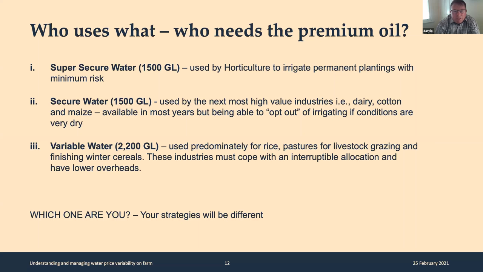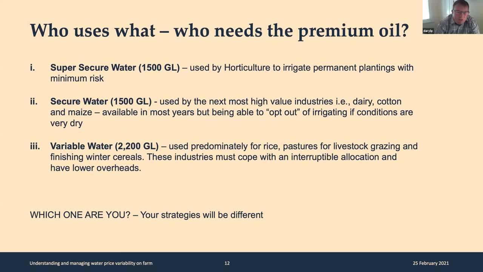Then the next level of water, who's in the marketplace for that? Yes, there is some direct value tree, I guess. So permanent horticulture at the top of the trees, excuse the pun. And then the next high value industries: dairy, cotton, specialised crops, maize, where they're more consistent in their water use, but still can opt out of irrigating if conditions are very dry.